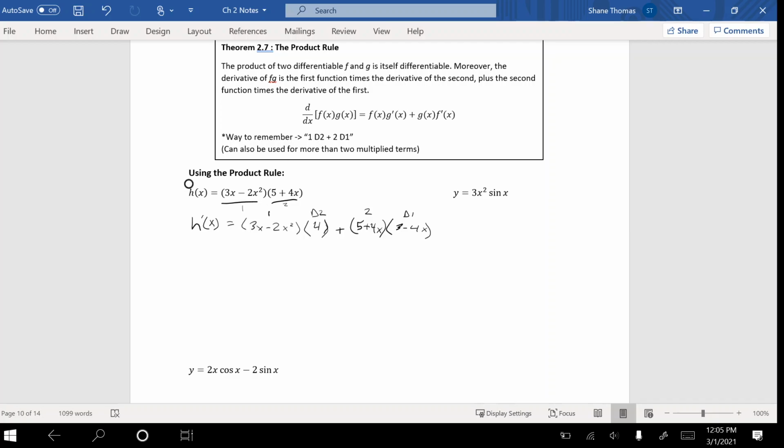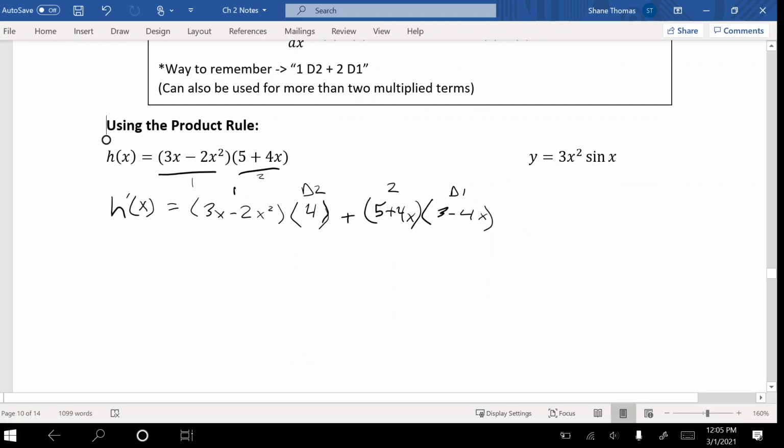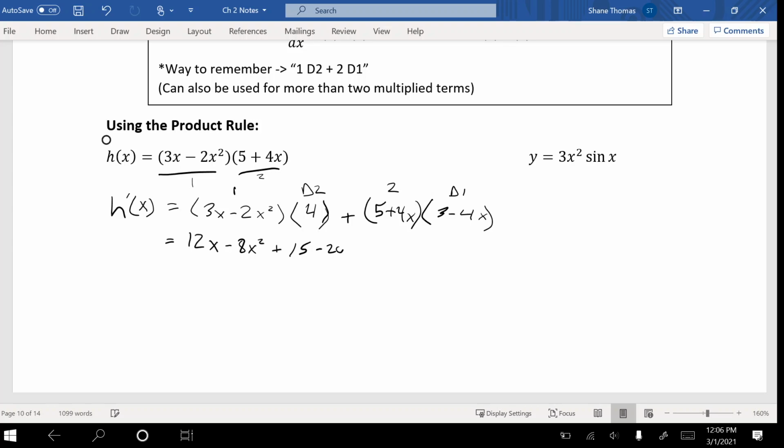So from there, let's go ahead and simplify. I'm going to multiply through. First one, you get 12x minus 8x squared. Plus, over here I get to FOIL: 15 minus 20x plus 12x minus 16x squared. All right, combine like terms: negative 24x squared plus 4x plus 15.